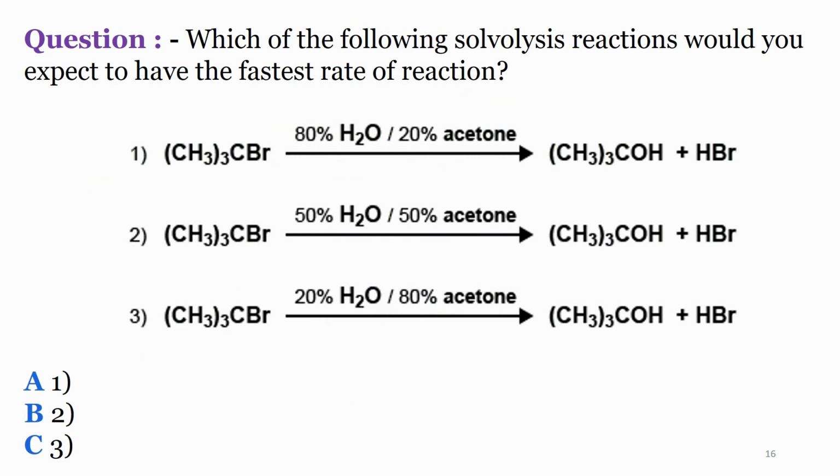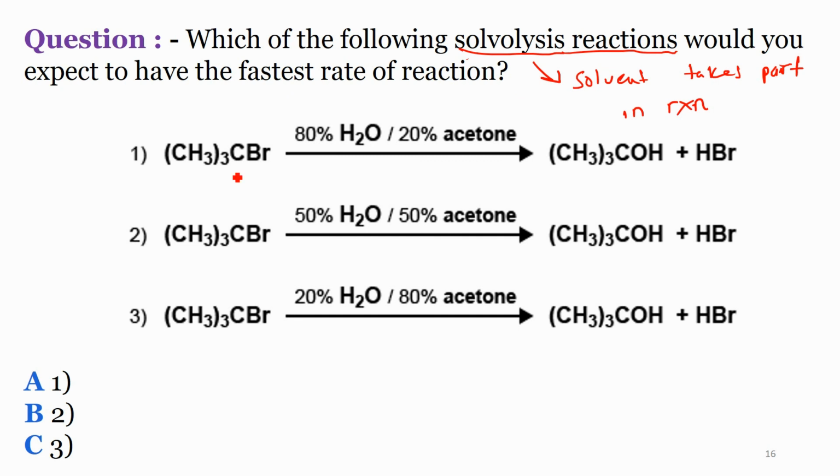Which of the following solvolysis reactions would you expect to have the fastest rate of reaction? So let me help you out. Solvolysis reactions are reactions where the solvent takes part. That's what solvolysis reaction means. The solvent takes part in the reactions. So which of the following reactions where the solvent takes part in the reactions would you expect to have the fastest rate of reaction? What's the answer?